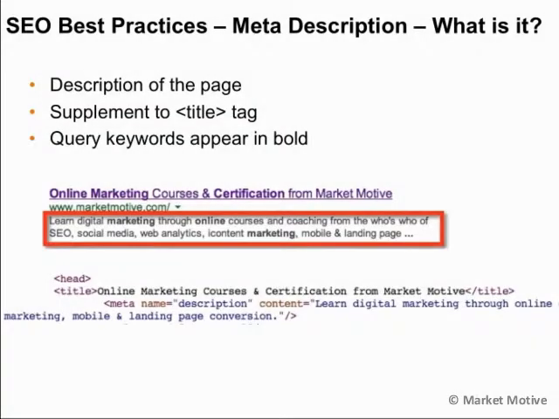So let's move on to the meta description. What is it? It's a supplement to the title tag that describes what the page is about. It gives the description of the page, and again, those query keywords will appear in bold. You can see the meta description for Market Motive, learn digital marketing through online, and so on. And this is what shows up in the search results here as well.